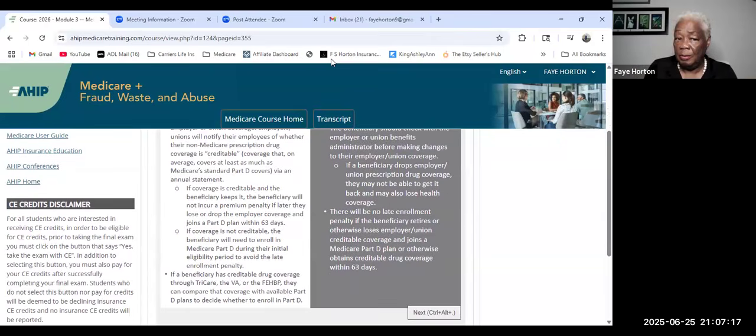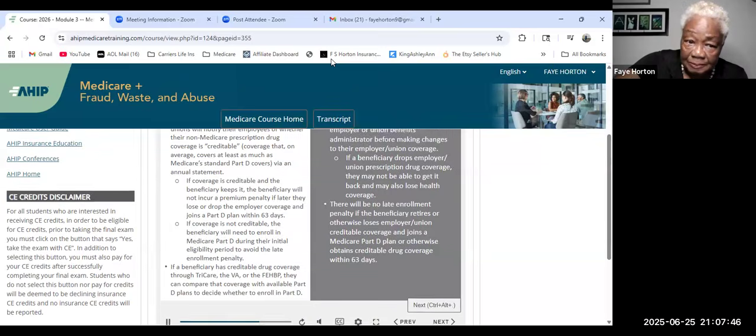If coverage is credible and a beneficiary keeps it, then the beneficiary will not incur a premium penalty later if they drop or lose the employer coverage and join a Part D plan within 63 days. If the coverage is not credible, the beneficiary will need to enroll in a Medicare Part D plan during their initial eligibility period to avoid the late enrollment penalty.